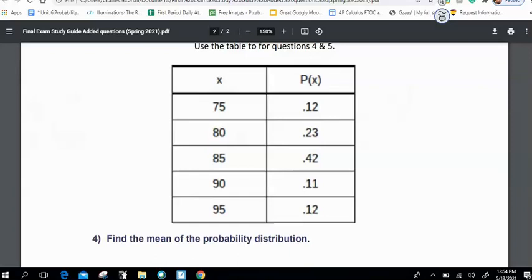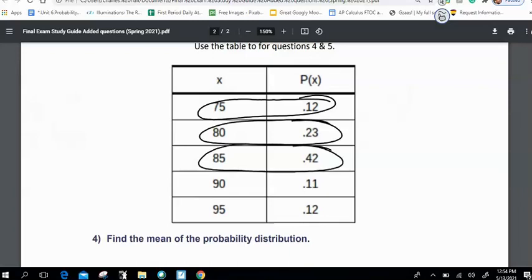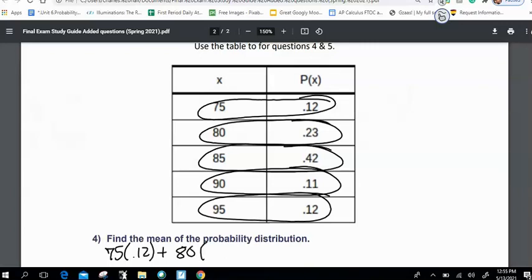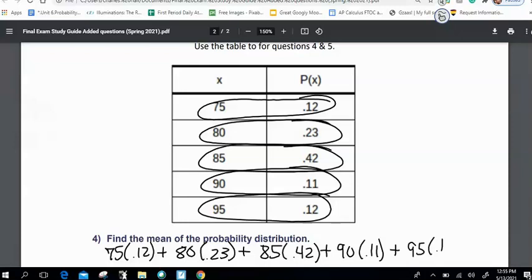So when we're trying to find our mean, all we're going to do is multiply these together and then add them up. And you can put that all in the calculator at one time and actually find the answer. So that's going to be 75 times 0.12 plus 80 times 0.23 plus 85 times 0.42 plus 90 times 0.11 plus 95 times 0.12. So again, you just add that up.